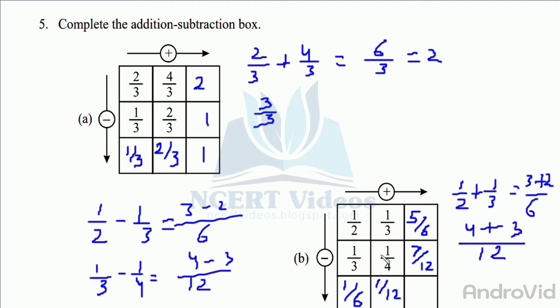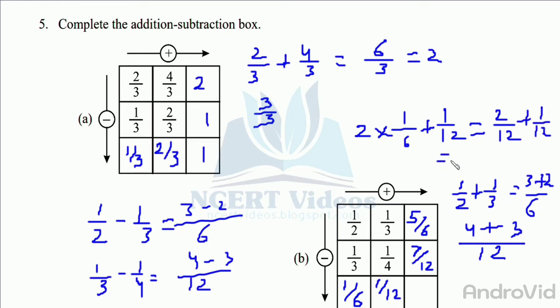Now let's add 1/6 plus 1/12 to fill the last blank. 12 is the LCM, so multiply the first fraction by 2. That gives us 2 plus 1, that is 3/12. For the reducible, 1/4. So that makes our fifth question.